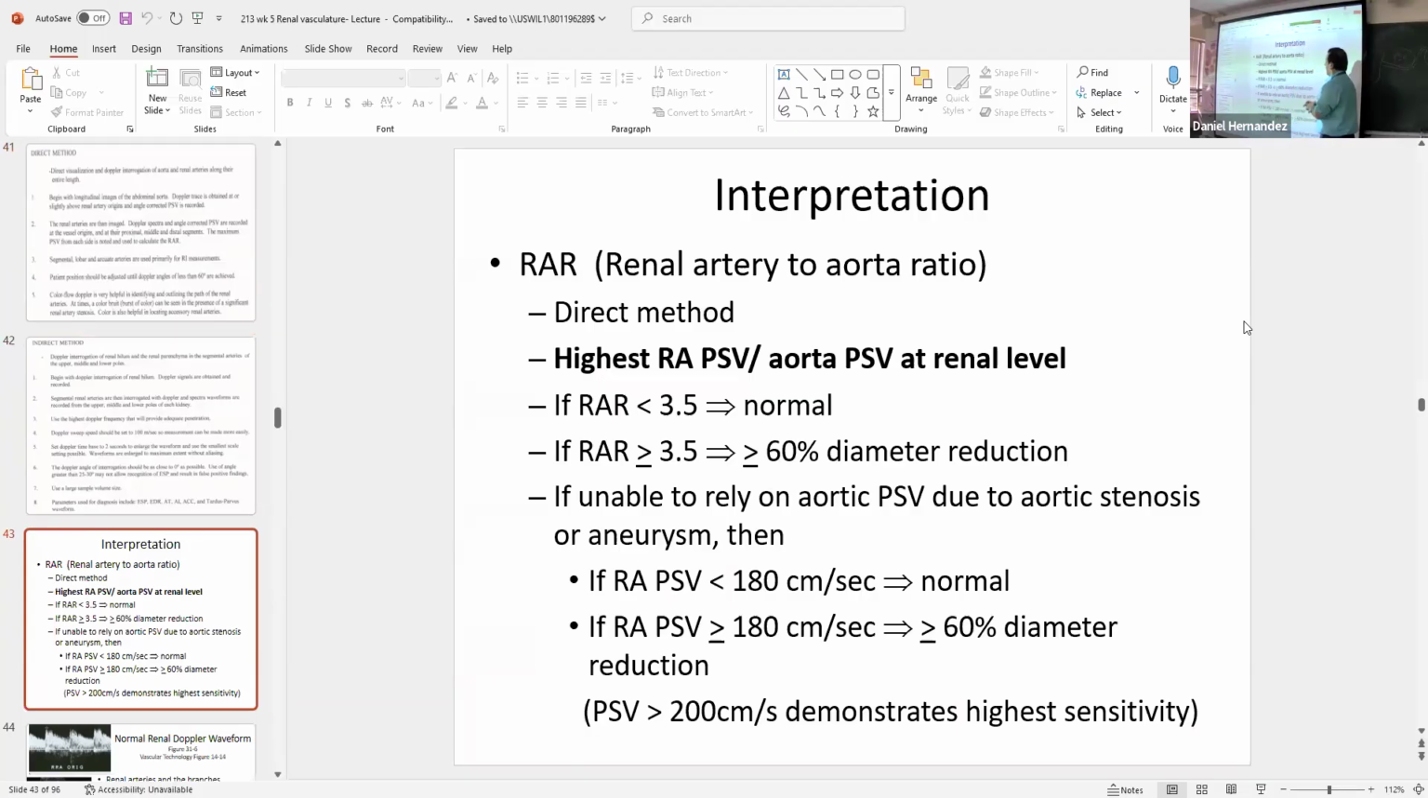we're going to calculate our RAR, our renal artery to aortic ratio. RAR. If it helps you, put a little division sign in between the first R and the A, the RA. So you know what's in the numerator: the renal artery is in the numerator, the aorta is in the denominator. And it's the ratio of that we're looking at, renal artery to aortic ratio.